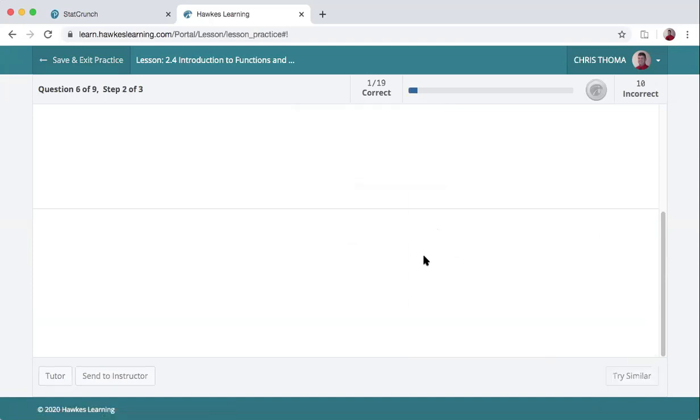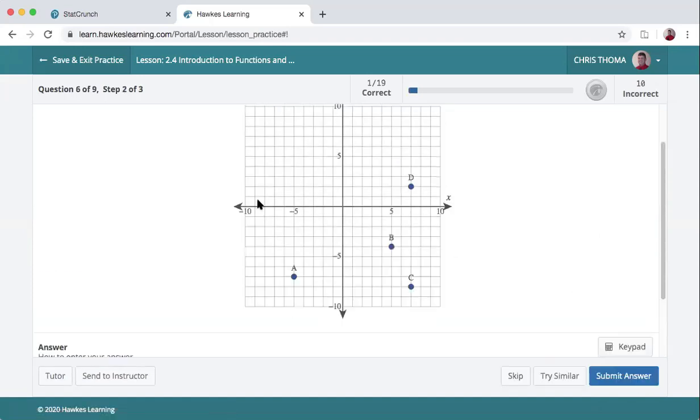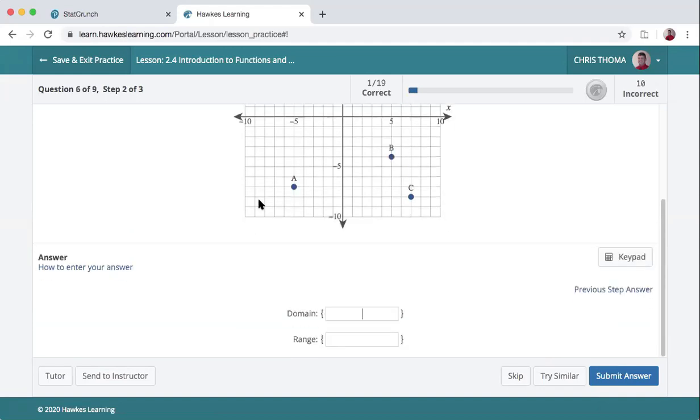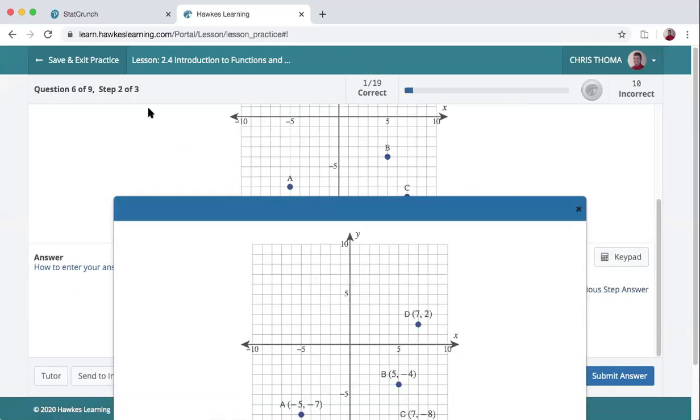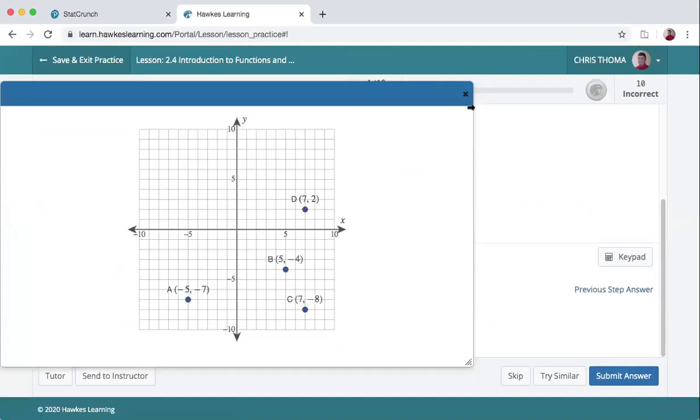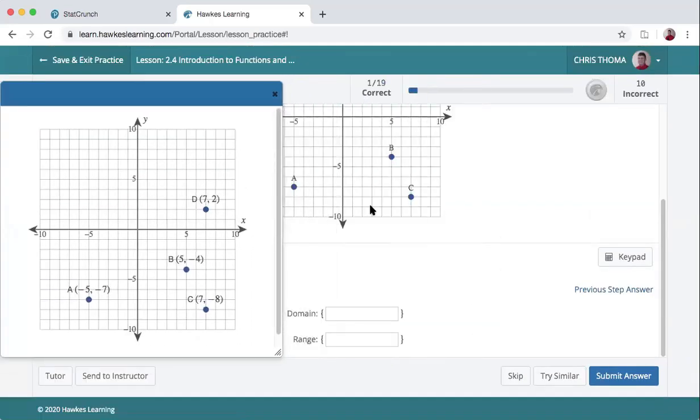All right. Now it wants our domain. Remember, domain was all possible x values in this case, right? So, good news if you have Hawks, you can click on previous answer. Let's see if I can shrink this down so I can see both screens at the same time. There we go. And it shows you the value. So my domain is all possible x. So my x for A was -5, comma. My x for B was 5, comma. And my x for C was 7. And also for D, so I only list it once.